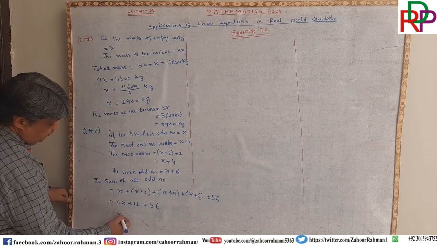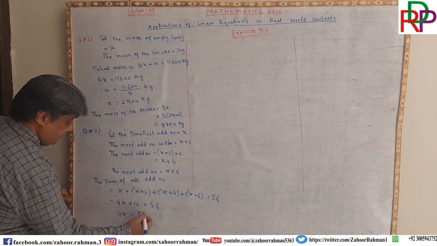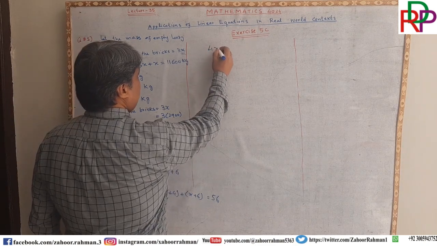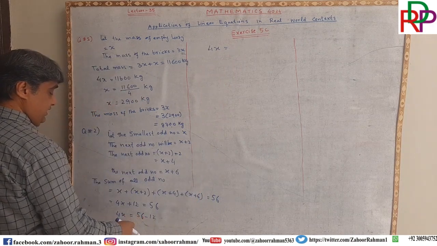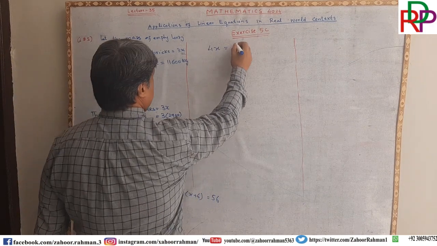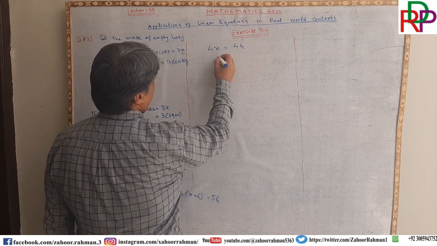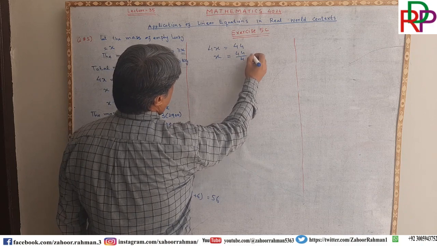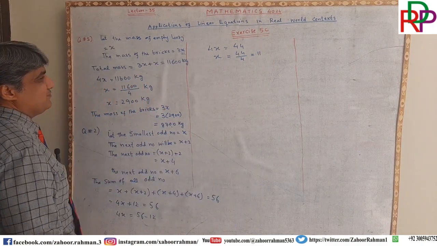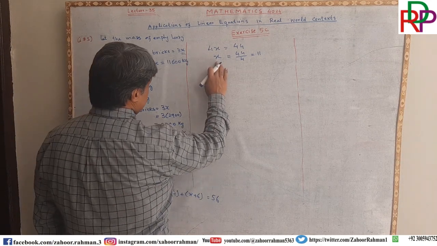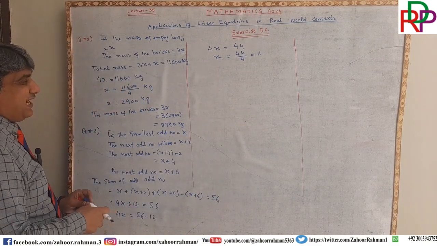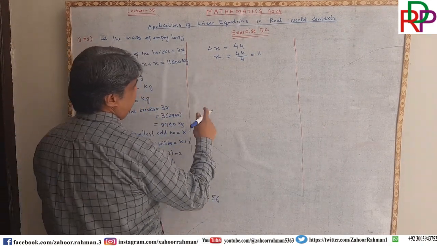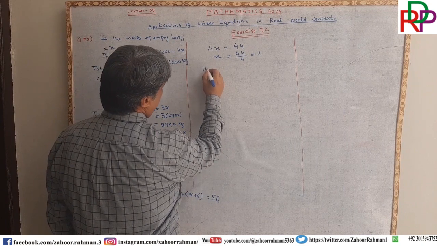So this will give us 4x is equal to 56 minus 12. So 4x is equal to, if I subtract it, 44. Now dividing both sides by 4, 44 divided by 4 will give you 11. So it means that the smallest number is 11. Students are always telling that this is the answer, but no. We have to find the greatest of all those consecutive four odd numbers.